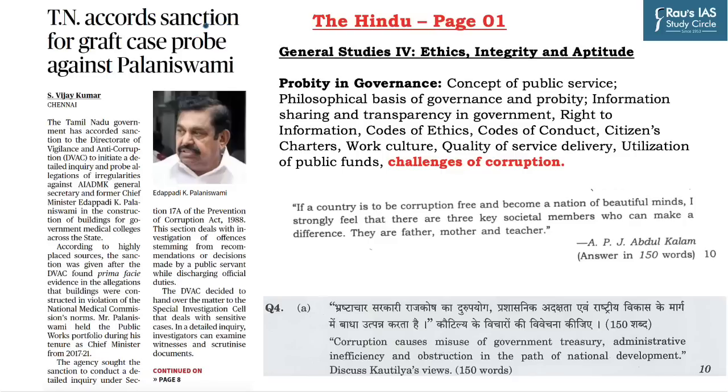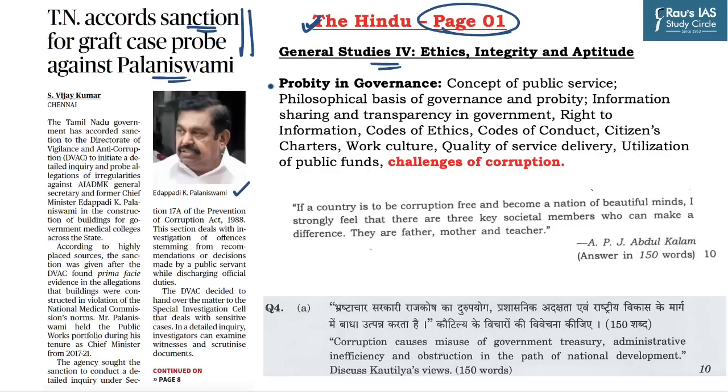Moving on to the discussion of the next article, which is based on this particular news, which has appeared on page number 1 in The Hindu. The context of this news is that the Tamil Nadu government has authorized a detailed inquiry by the Directorate of Vigilance and Anti-Corruption against the former Chief Minister of Tamil Nadu, Mr. Palaniswamy. The allegations of irregularities relate to the construction of government medical college buildings in violation of National Medical Commission norms.